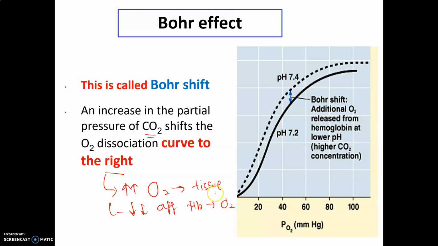Cerita dia ulang benda yang sama saja, cuma now kita akan explain dalam bentuk graph lah. Okay, bendanya sama saja. Ingat, kalau shift to the left increase affinity, means that oxygen akan bind. Kalau shift to the right means that akan reduce affinity. Bila reduce affinity means oxygen akan release.